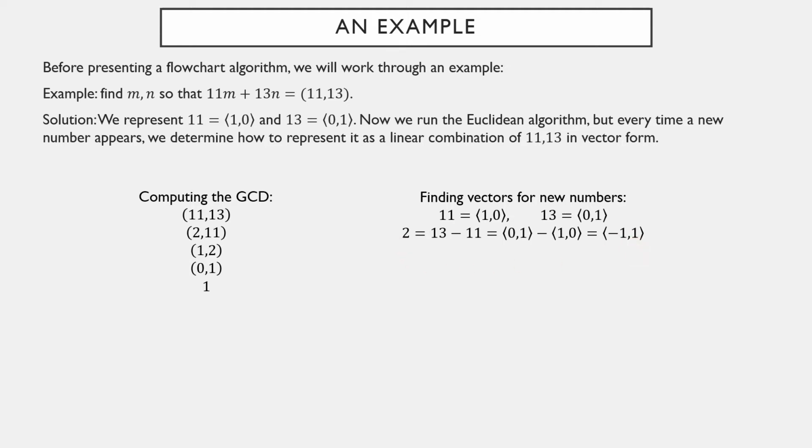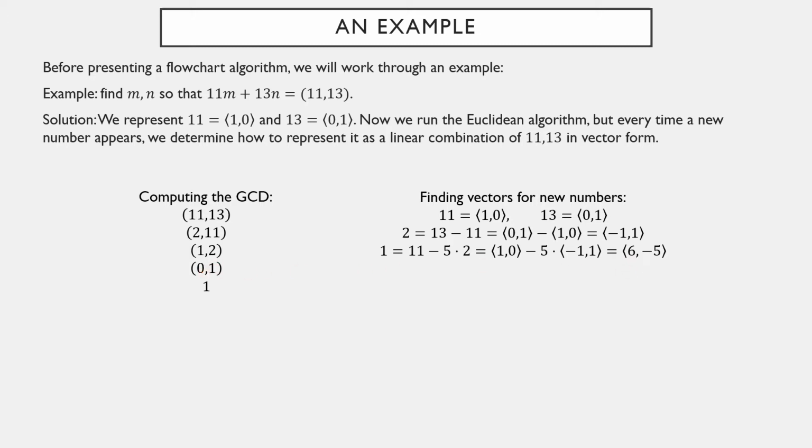In the next line, we get a 1 as our new remainder term, and that was the remainder when 11 was divided by 2. So the remainder 1 must be expressed as 11 minus something times 2. And specifically, it's 11 minus 5 times 2. 11 had the vector 1, 0, and in the previous line, we determined that 2 can be written with the vector negative 1, 1. So I work through component by component. 1 minus 5 times negative 1 is a total of 6. 0 minus 5 times 1 is negative 5. So in each location, we compute these numbers here.